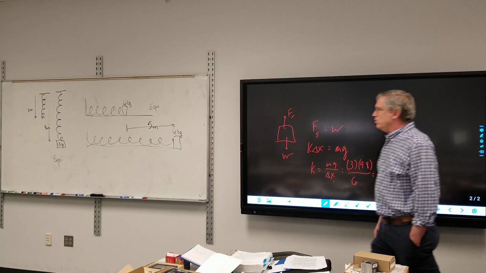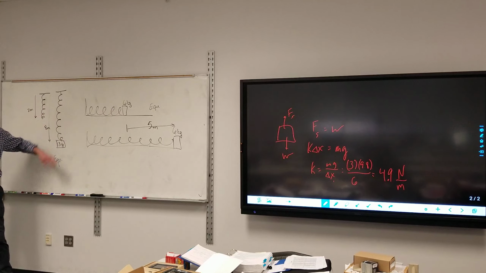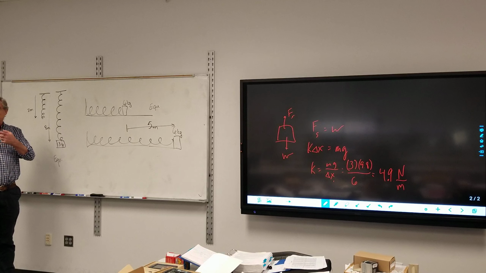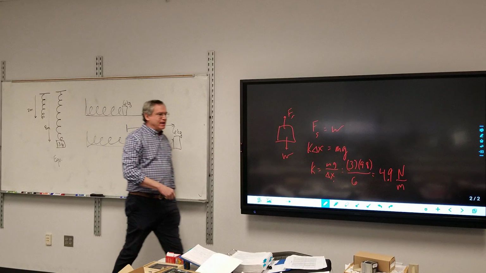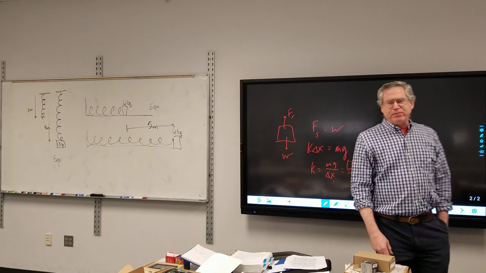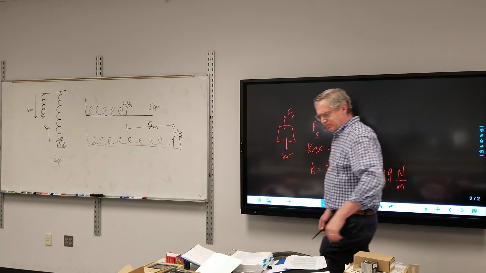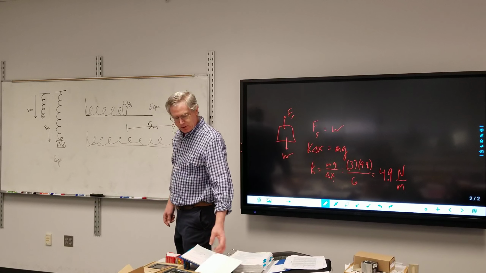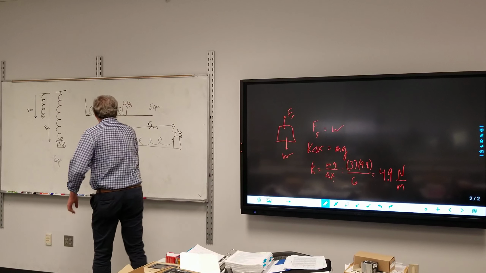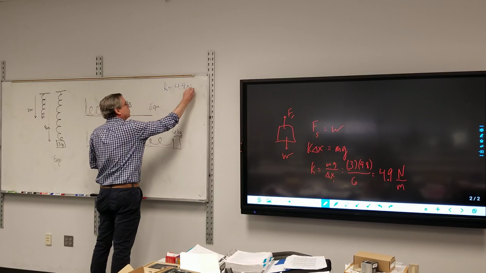All right, so 4.9 Newtons per meter. And now I'll take the exact same spring and I put it horizontally. Because it is the same spring, I know that the spring constant will be the same. I stretch it out 5 meters and I let go. So from the information that we have here, I know the value of K. I know the mass attached to it. K is 4.9 newtons per meter.